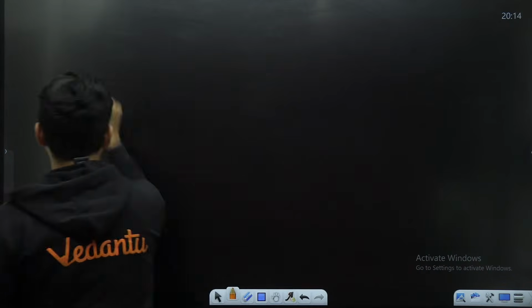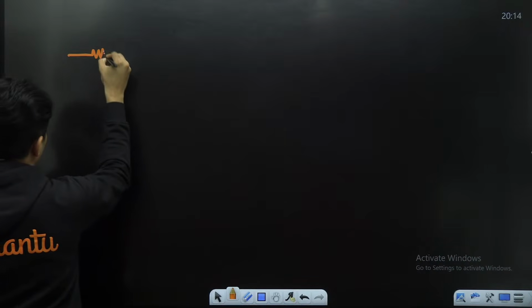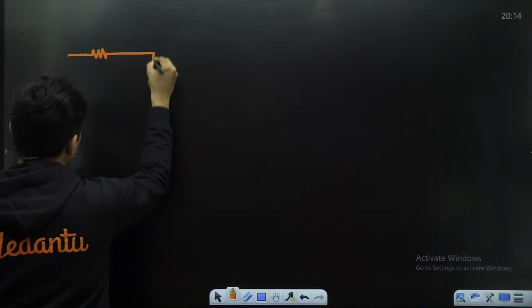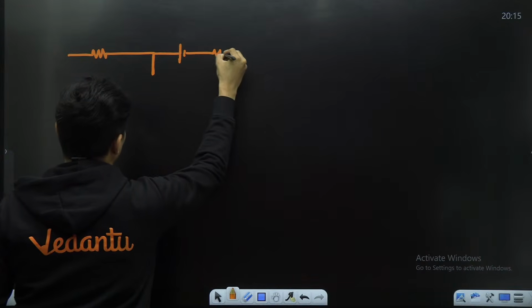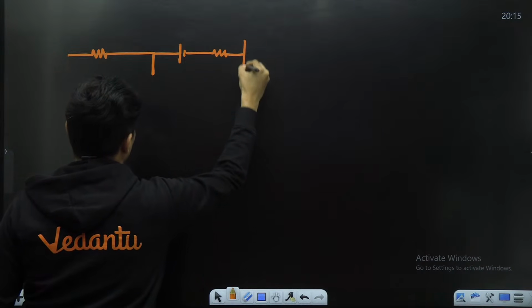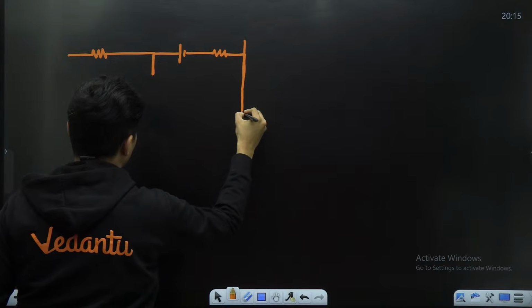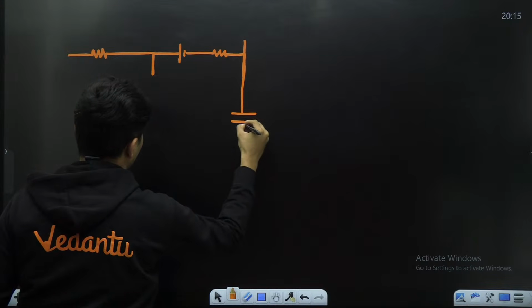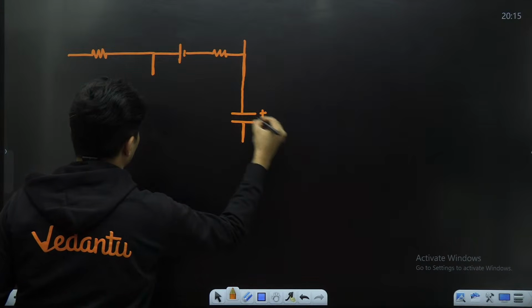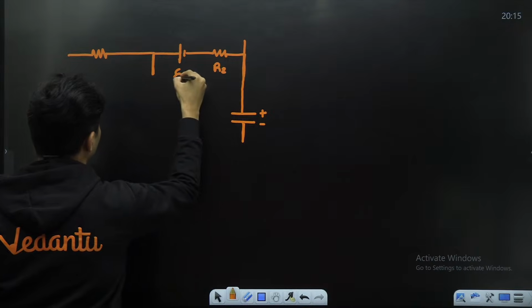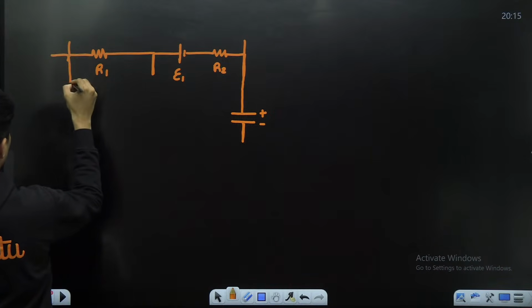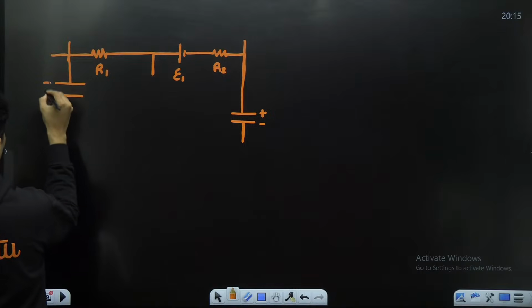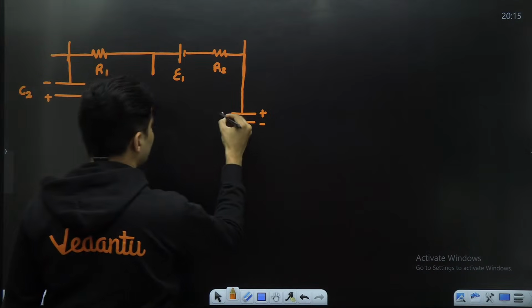Say, for example, we take a circuit like this. There is a resistor, maybe a branching over here, some battery over here, another resistor over here, some branches over here, and this goes like this. Maybe there is a capacitor over here. This is positive, this is negative. Let's say this is R2, this is, let's say, E1. Let's say this is R1. Some branches over here, another capacitor. Maybe this is negative, this is positive. Let's say this is C2. Okay, let's say this is C1.